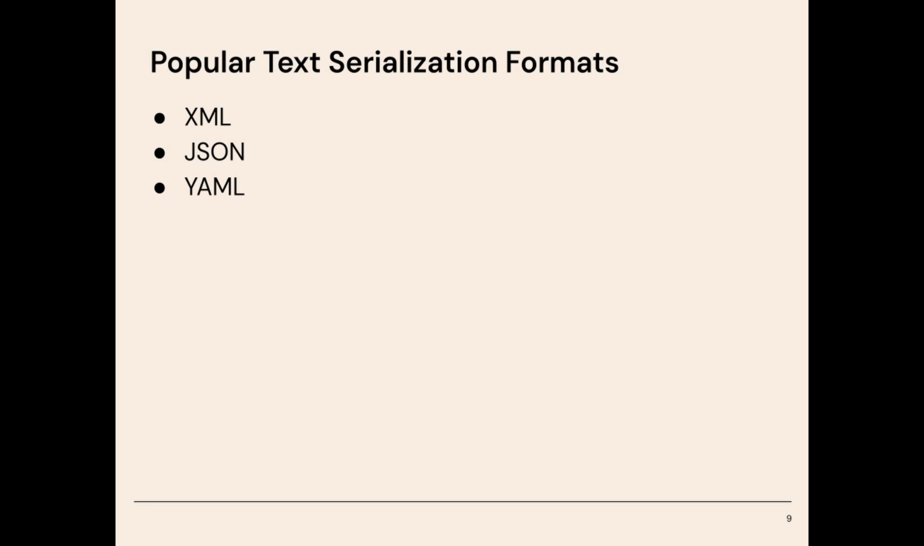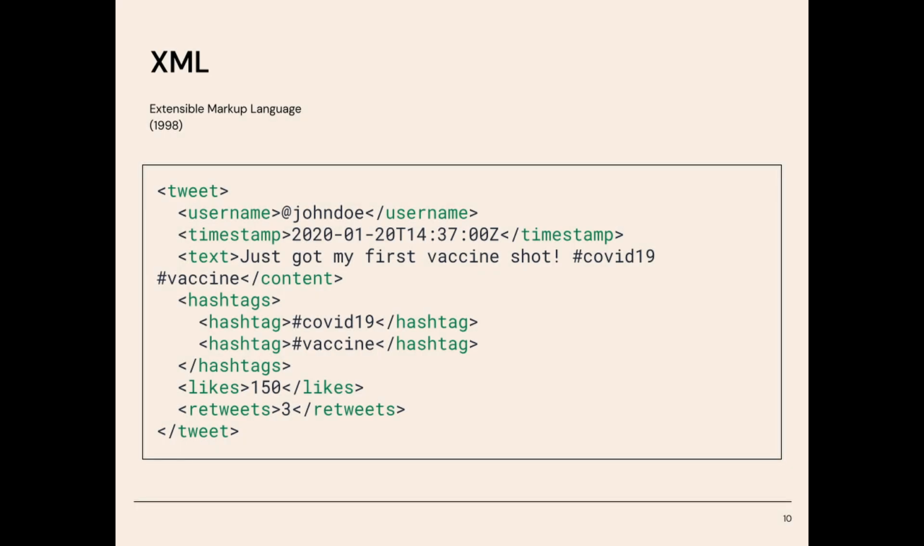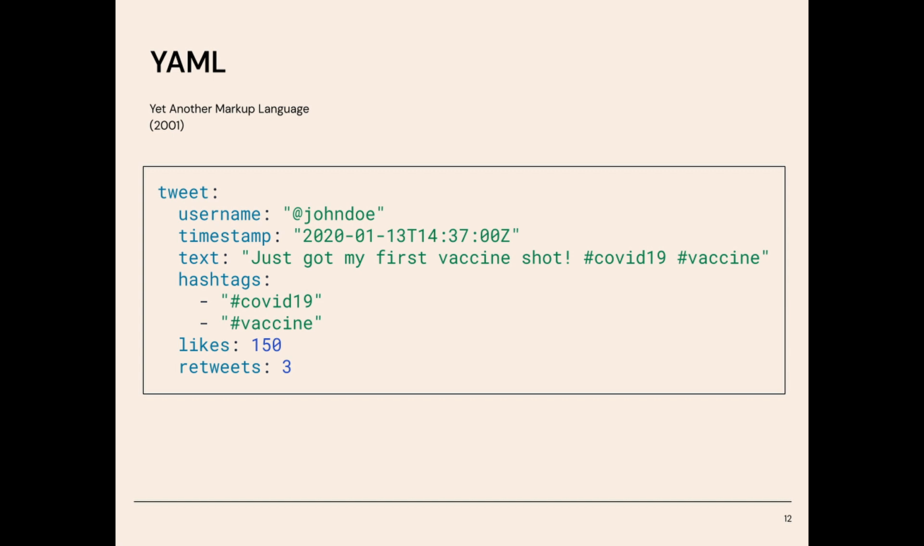The three most widely used serialization formats are JSON, XML, and YAML. Each format has its strengths and weaknesses. XML stands for Extensible Markup Language and is the oldest of the three. Its standard was published in 1998. It's more commonly used in older and enterprise systems. JSON, or JavaScript Object Notation, is newer, with a standard published in 2006 and is often favored for web applications. YAML, yet another markup language, is often preferred for configuration files.